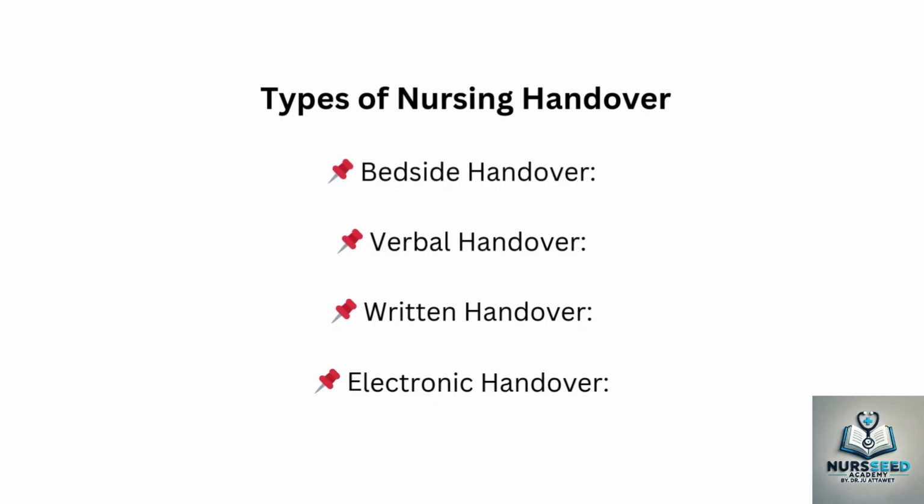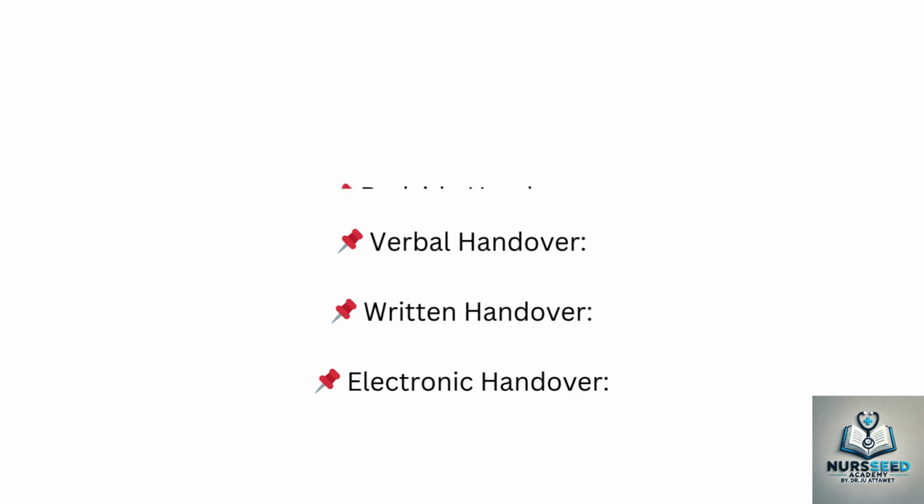Types of nursing handover. Different clinical settings require different handover styles. Bedside handover. Conducted at the patient's bedside with their involvement. Ensures transparency and patient engagement. Verbal handover. A spoken report between nurses, e.g., shift changes, team updates. Written handover. A documented summary in patient records or digital systems. Electronic handover. Using digital tools for real-time updates and structured data.